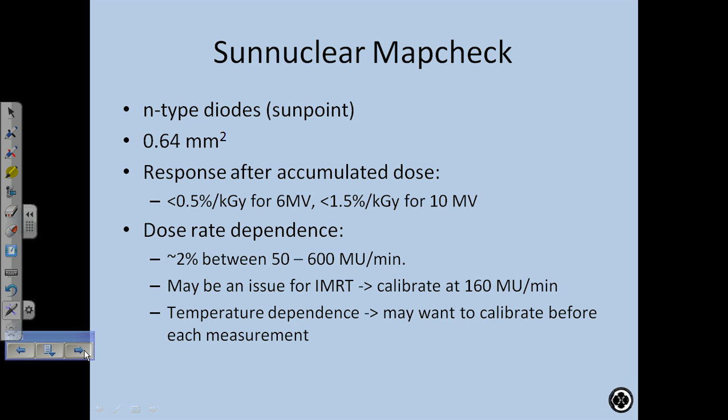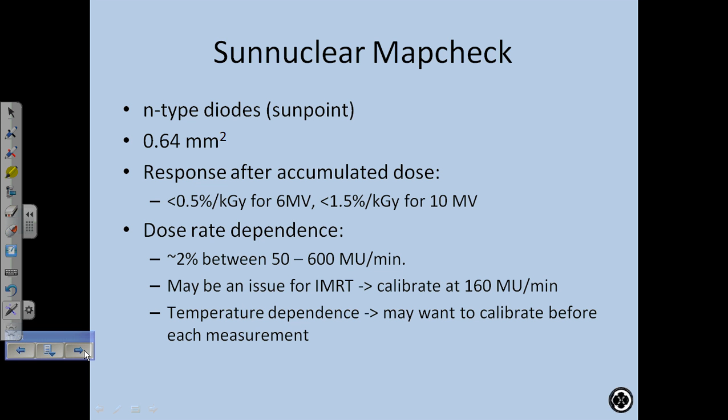The MapCheck, I brought the MapCheck today because it's the device we use almost every day to check IMRT, to do our IMRT QA. This device is made with N-type diodes. They call them SunPoint diodes. The sensitive area of the diode is 0.64 millimeters. They're tiny diodes. You guys have used this before, right? Each little dot on the surface represents the position of a diode. And this is just some information about the MapCheck that you should know.